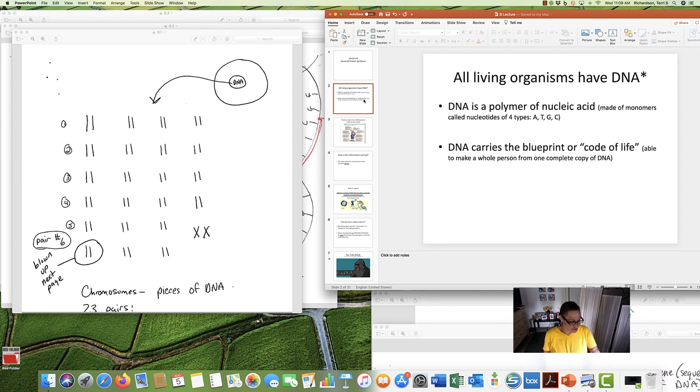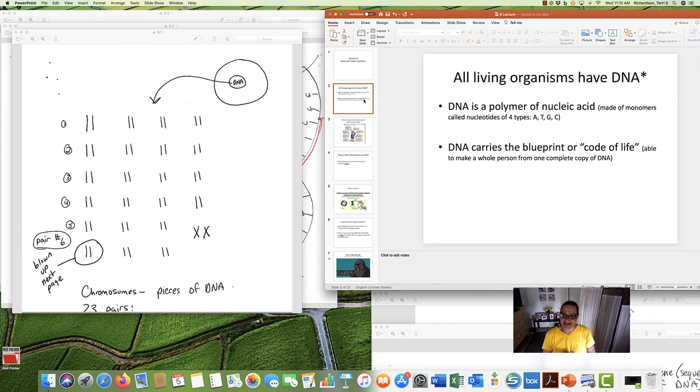We talked in previous lectures that all living things have DNA. We've also talked about the four organic molecules found in living organisms, and one of those four is nucleic acids. Well, DNA is a nucleic acid. It's a polymer, made out of monomers called nucleotides. And nucleotides come in four types or flavors: A, T, G, and C. In the DNA molecule, A's and T's bind together and C's and G's bind together in this double helix. You can look back at lecture 4 if you want to refresh your memory on that.